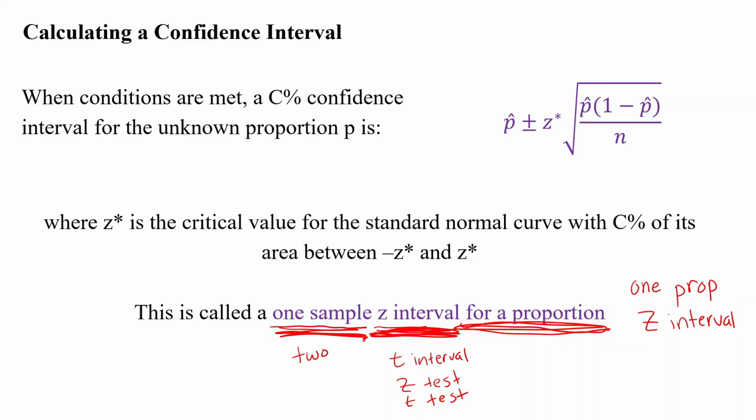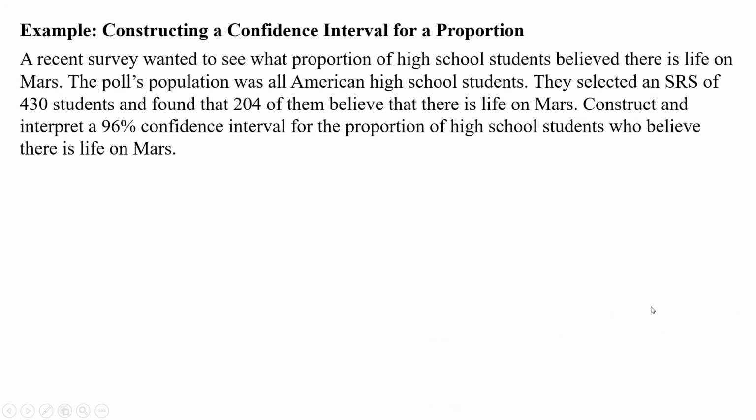We're going to finish today with an example using our 4-step process. We'll walk through this one example to finish up the notes for today. A recent survey wanted to see what proportion of high school students believe there's life on Mars. The poll's population was all American high school students, and they selected an SRS of 430 students and found 204 of them believed that there is life on Mars. So we are going to construct and interpret a 96% confidence interval for this proportion.